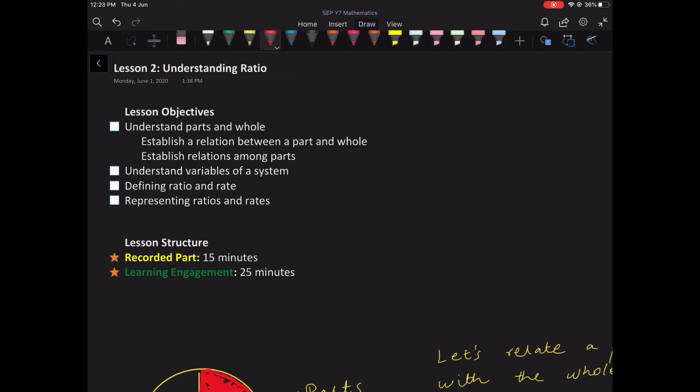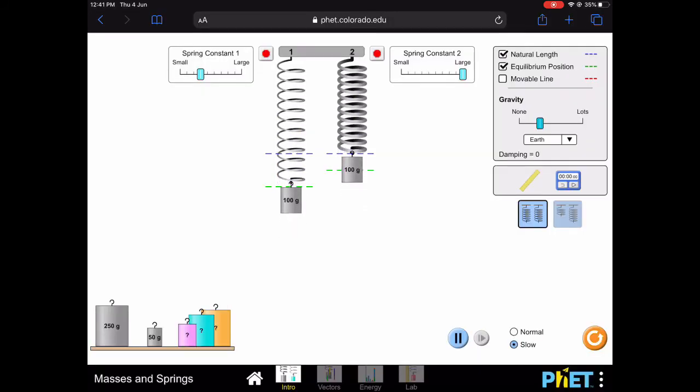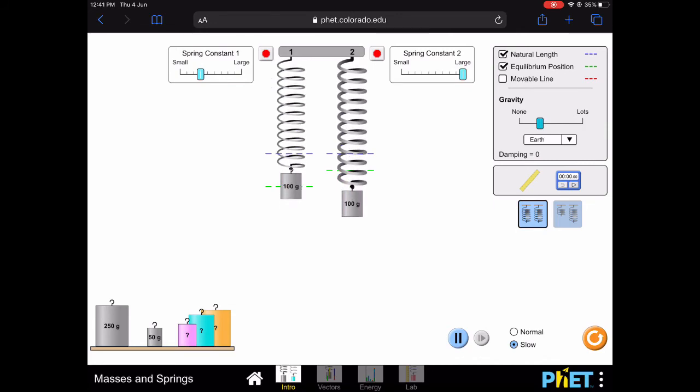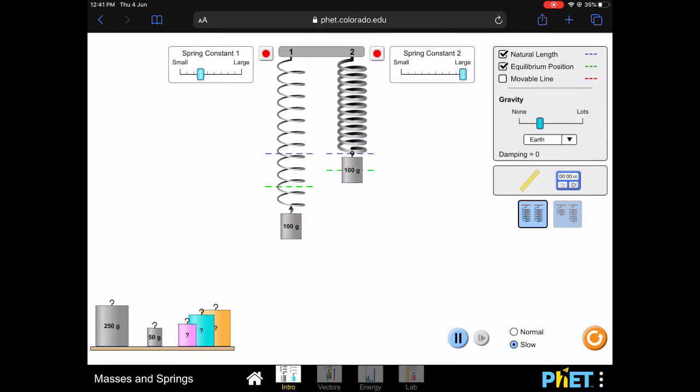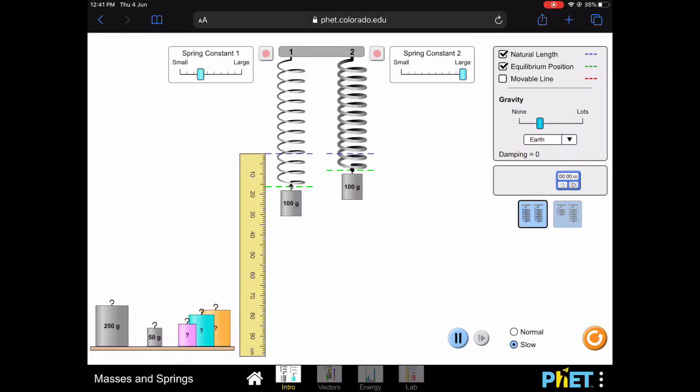We have now achieved the first objective of our lesson, that is, understand parts and whole. Let's move on to the next one: understanding variables of a system. We have a system of mass suspended from a spring. The mass suspended from the spring changes its length. To understand how much the spring extends with a certain amount of mass, we shall use a scale.